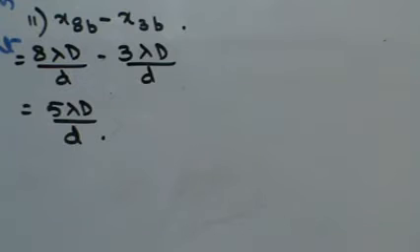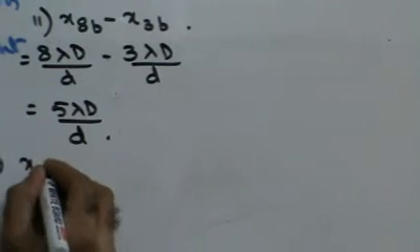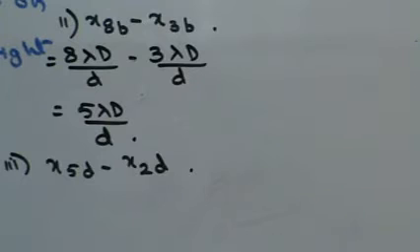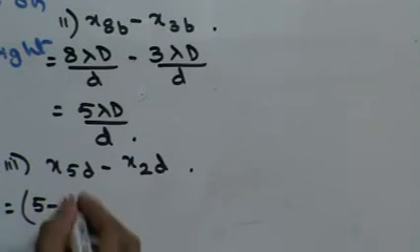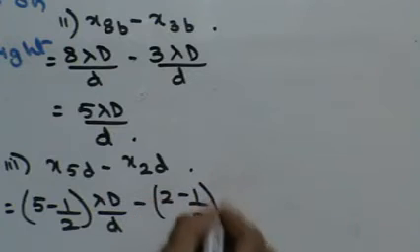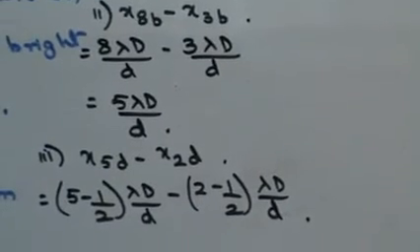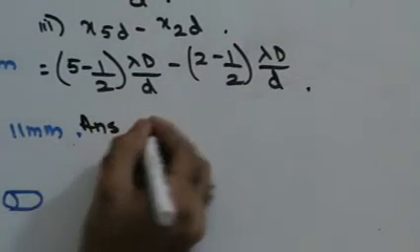And next part of the question is distance between the 5th dark and the 2nd dark on the same side. Since it's on the same side, you will have to subtract. Since it is dark, it is going to be n minus 1 by 2 lambda d by d. So 5 minus 1 by 2 lambda d by d minus 2 minus 1 by 2 lambda d by d.